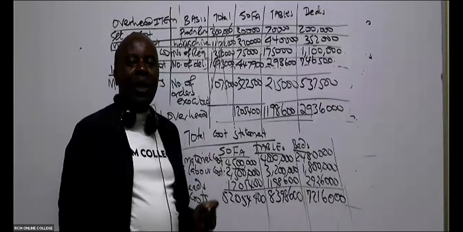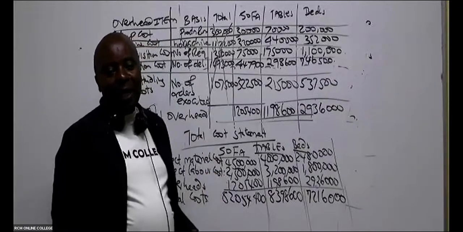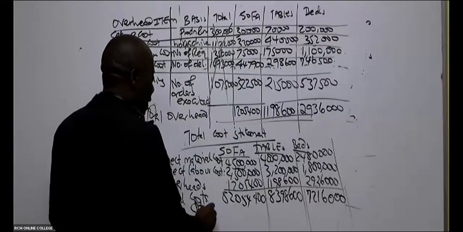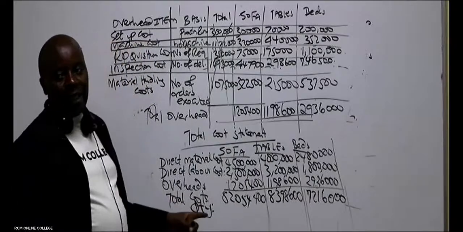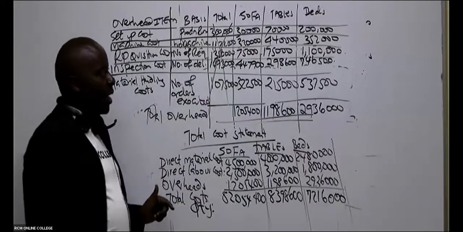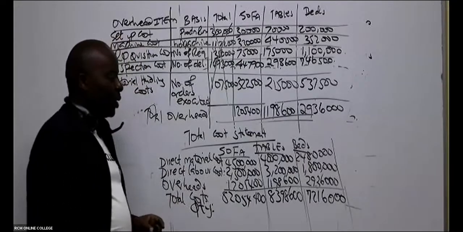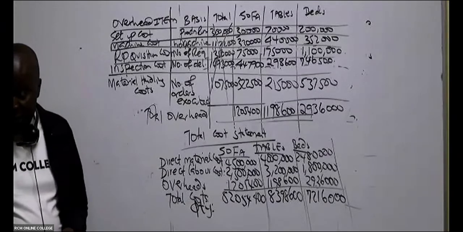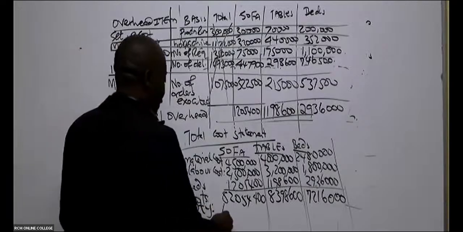But in some cases, they will ask for cost per unit. So like in this case here, the examiner asks for cost per unit. So it will be important for you to get the quantity, and then you divide to get cost per unit. The quantities were given. How many sofas are we supposed to produce? 1,000.